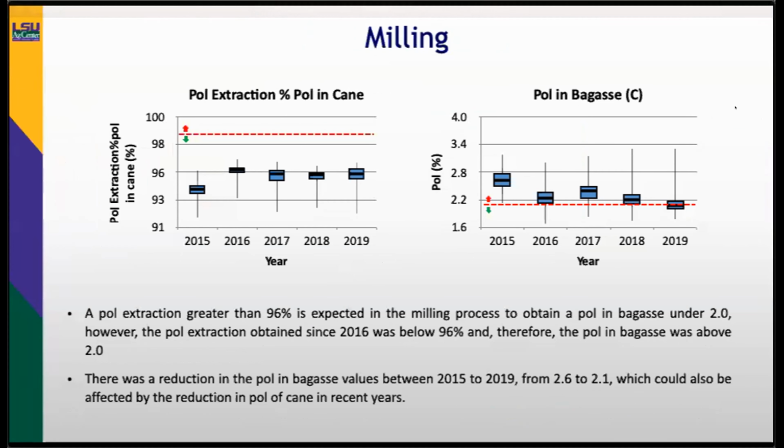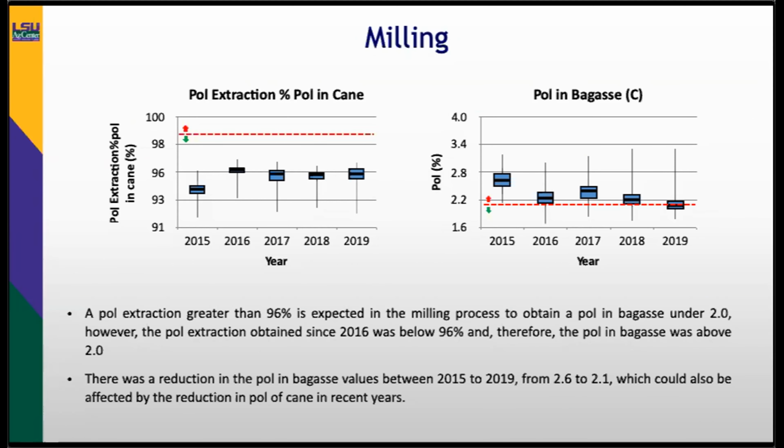The next unit process that we analyze is the milling process. So a pulp extraction greater than 96% is expected in the milling process to obtain a pulp in bagasse under 2 points. However, the pulp extraction obtained since 2016 was below 96%. You can see that in the graph on the left.